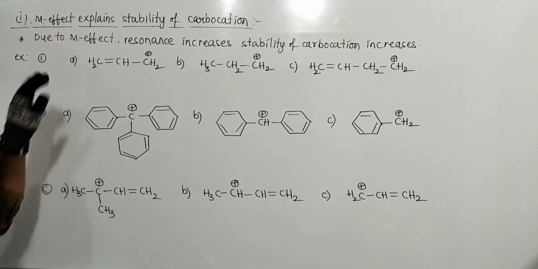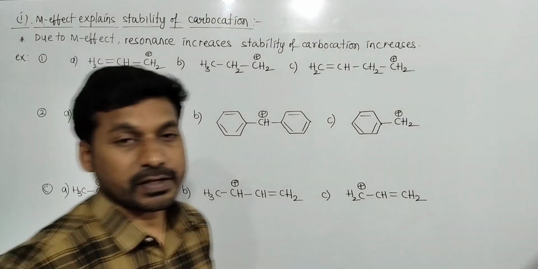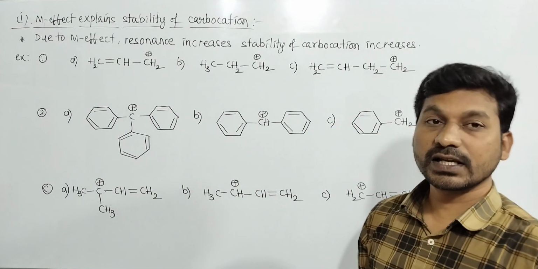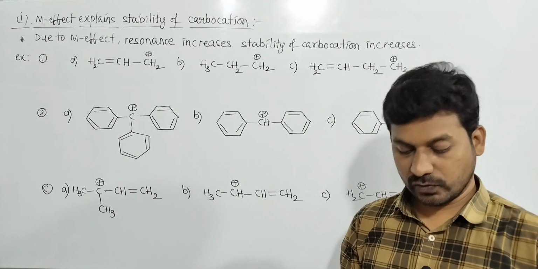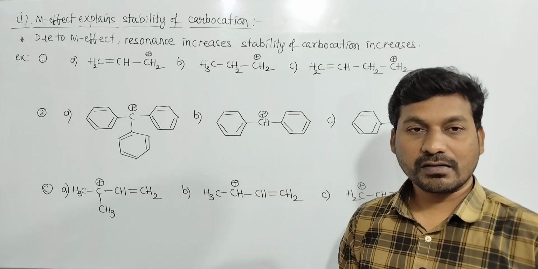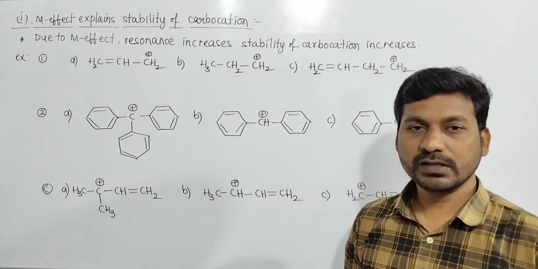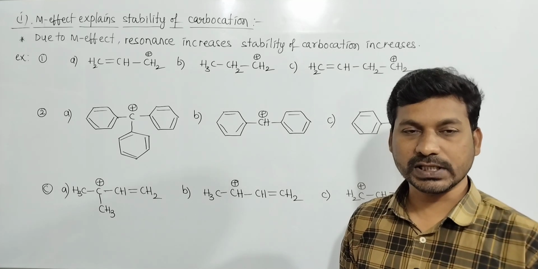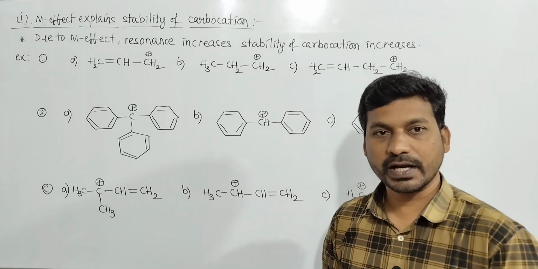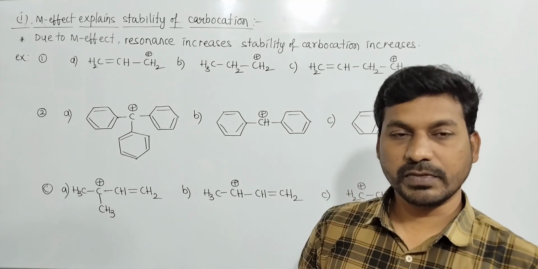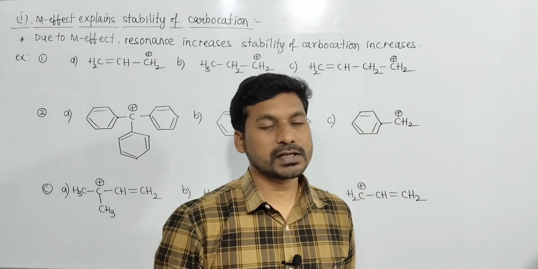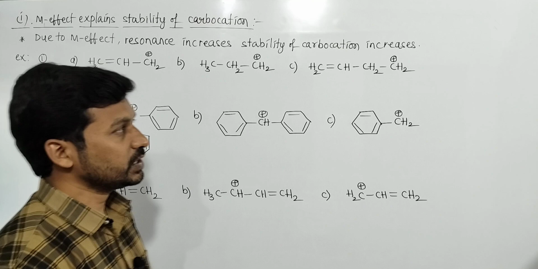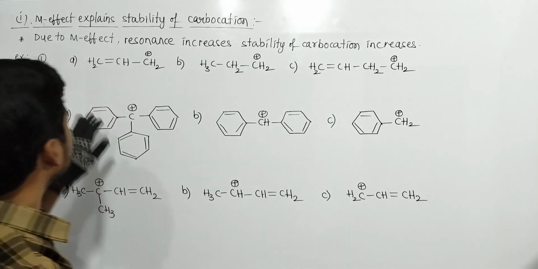Mesomeric effect explains stability of carbocation. Due to mesomeric effect, resonance increases. Resonance due to the presence of electron releasing groups or electron withdrawing groups is mesomeric effect. Resonance due to the presence of some groups in a molecule is said to be mesomeric effect. So as mesomeric groups increase, resonance increases and stability also increases. Delocalization of charges increases, stability increases.